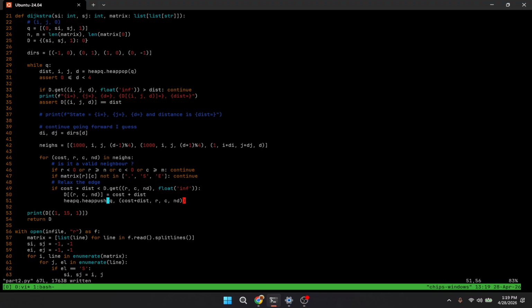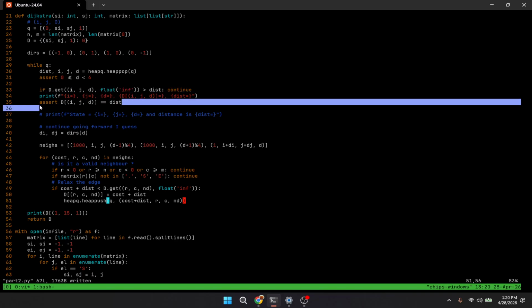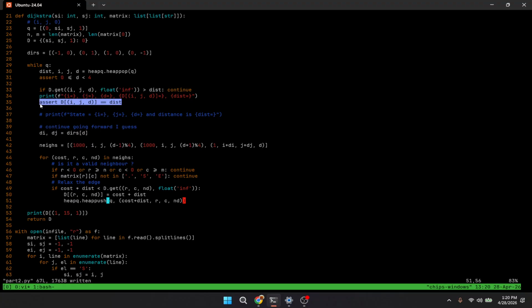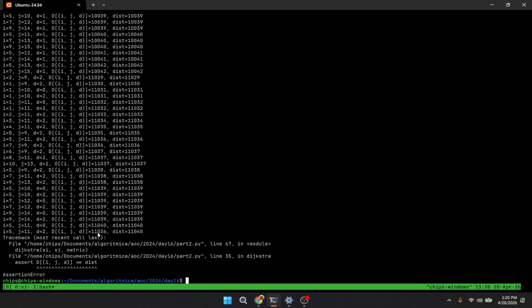And then get of I, J, D. That one should always have the minimum distance towards it. So precisely the first time you pop out, this is false because they're equal. Now, if you pop again and you get some other distance, this should get you over the actual thing. So what we're getting is that this one is smaller than that one. How does that even happen?